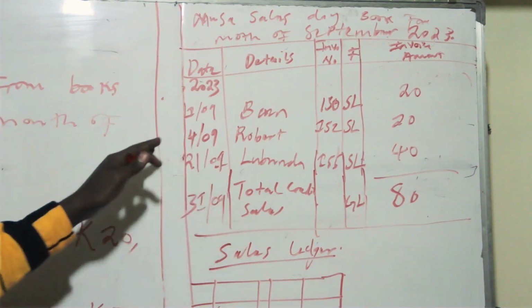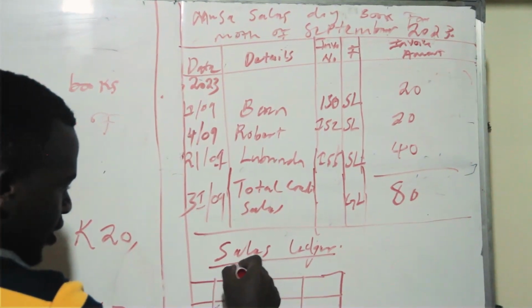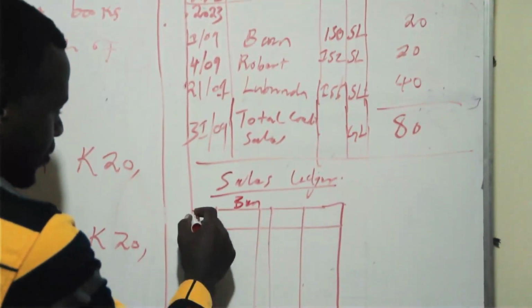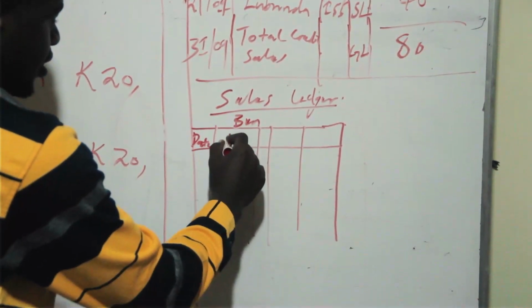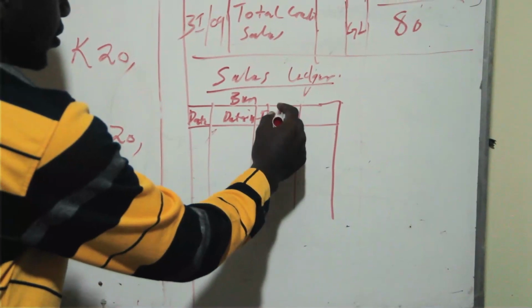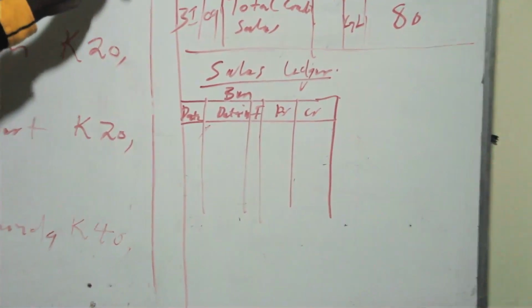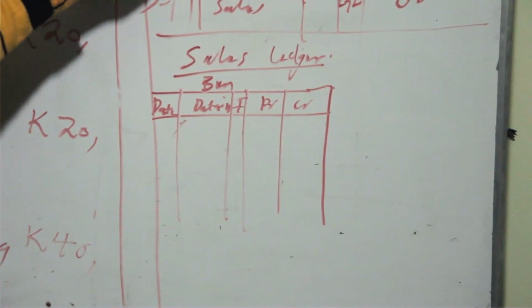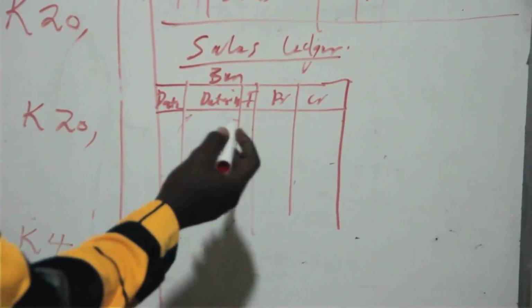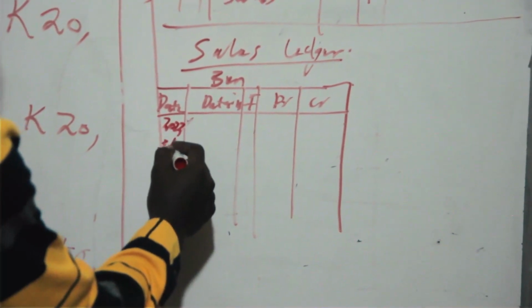So for example, our first data there, we have Ben. So we'll say Ben there. We're going to say date, details, folio, our debit, our credit. And the transaction for Ben occurred on the 1st of September. So there we can say 2023, 1st of September.